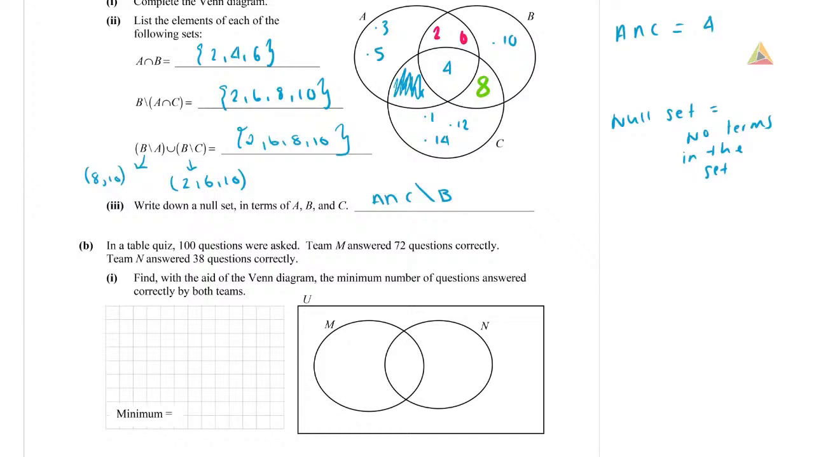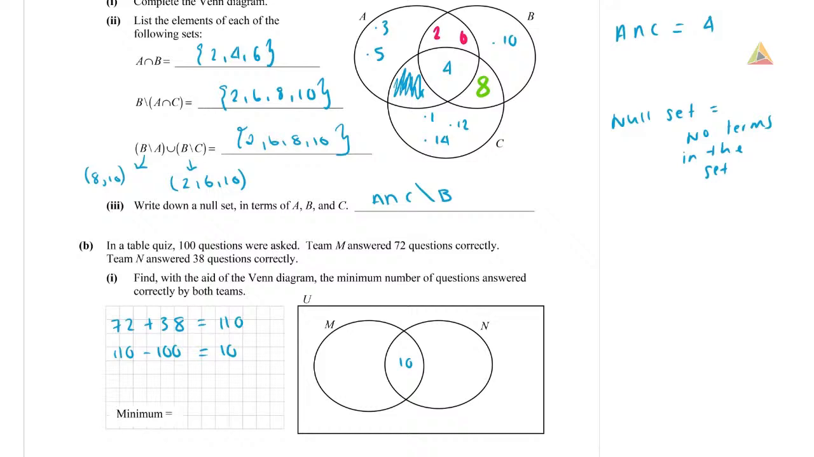So in a table quiz, 100 questions were asked. Team M scored 72 questions correctly and Team N scored 38 questions correctly. Find with the aid of a Venn diagram the minimum number of questions answered correctly by both teams. Now if we add the two terms together, so 72 plus 38, you actually get 110. Now there's only 100 questions were asked, so 110 minus 100 gives you 10, which means 10 goes in the middle. So see if you can figure out the last part.